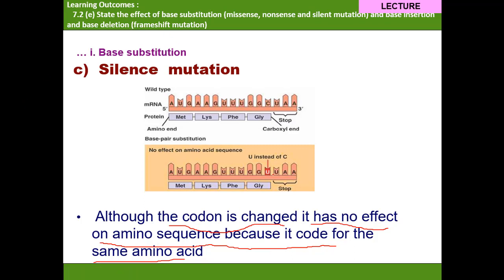As an example over here, we have GGC. GGC codes for glycine, and over here we have GGU. GGU also codes for glycine. So instead of having C over here, you have U. So C is being substituted with U. But although the codon is changed, it still codes for the same amino acid. So this is why we call it silent mutation.